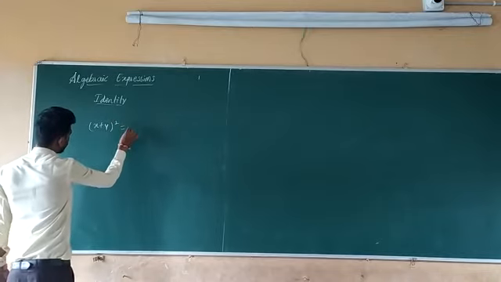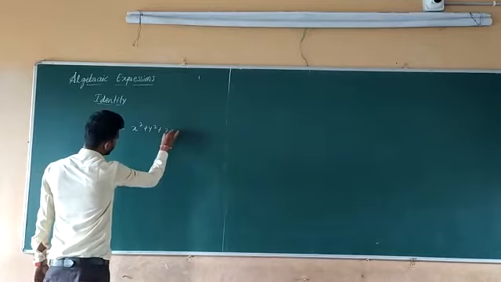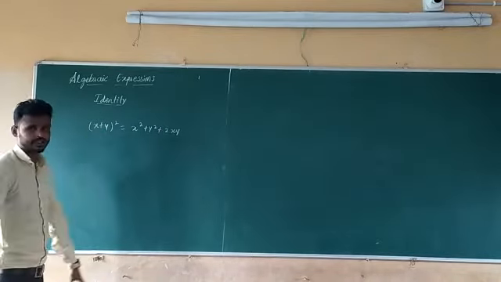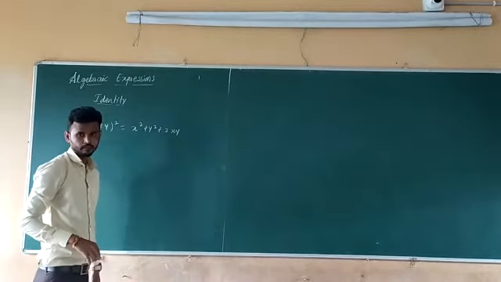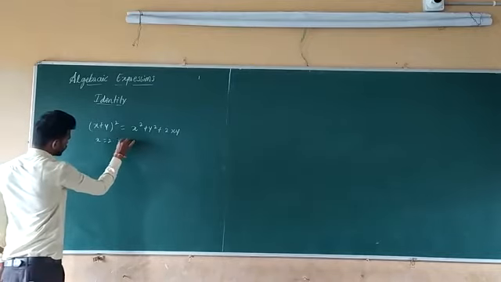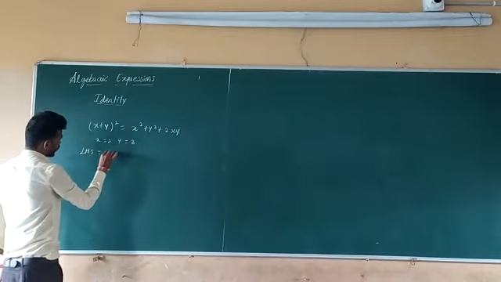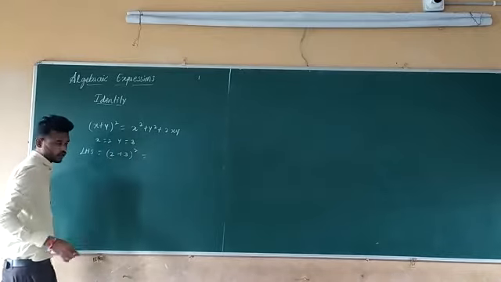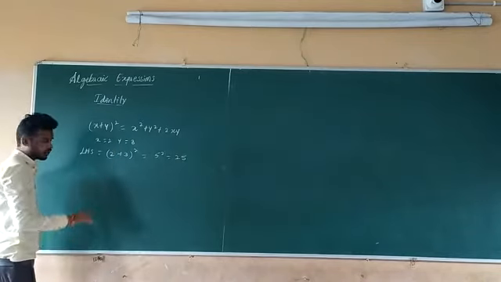For example, let us say (x + y) whole square equals x square plus y square plus 2xy. You can substitute any value of x and y, and you will get both LHS and RHS values equal. Let us say I take x equals 2 and y equals 3. Substituting in the LHS, you get (2 + 3) square, 2 plus 3 is 5, 5 square is 25.